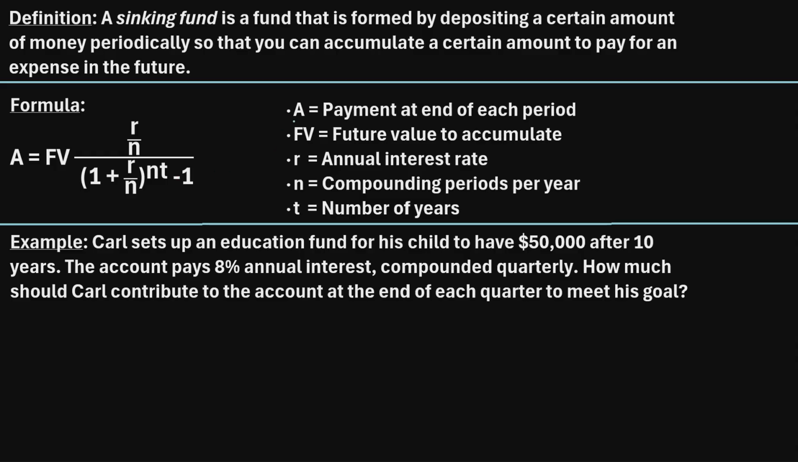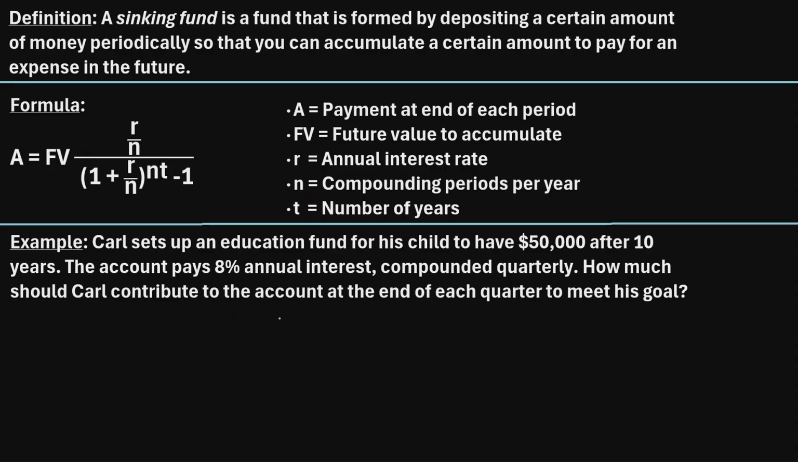Now, in this formula, A is the payment at the end of each period. FV is the future value that we want to accumulate. R is the annual interest rate. N is the number of compounding periods per year, and T is the total number of years. So let's take a look at an example of how to actually use this formula.